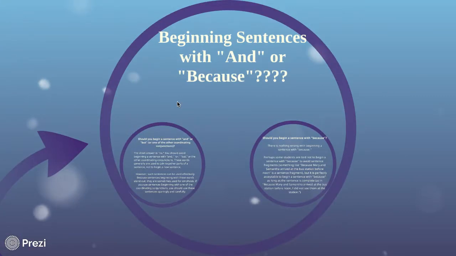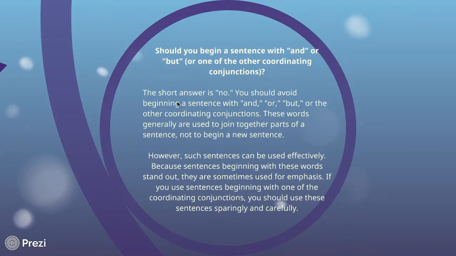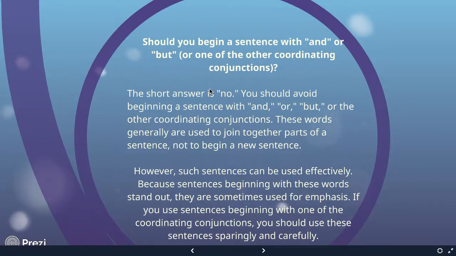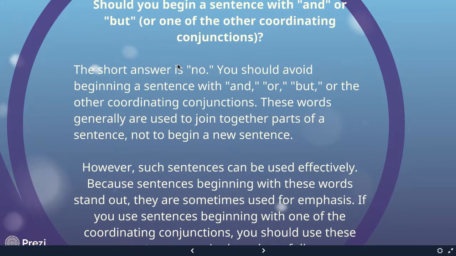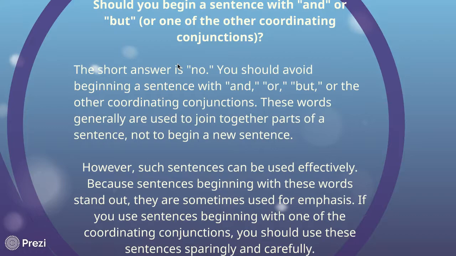Just simply kind of talking about this here a little bit. When you deal with beginning with the word and or because, are you allowed to do that? We're on the last page here. Simple rule basically ends up, should you begin the sentence with and or but, you really probably should not. The short answer is no. It's not necessarily grammatically incorrect, but it is kind of frowned upon.